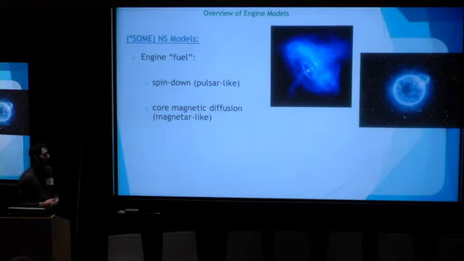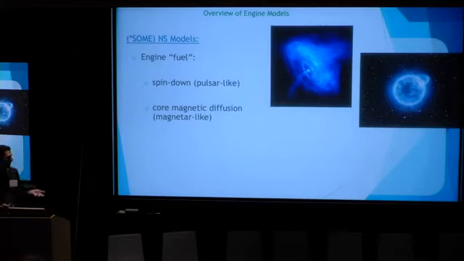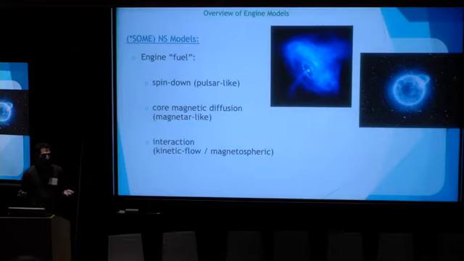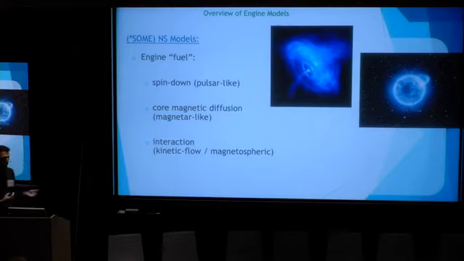Another popular model is that the energy source is basically diffusion of magnetic fields inside the core of this neutron star. So this is a magnetar, somewhat akin to magnetars known in our own galaxy. That's another class of models. A third class of models are interaction models, where basically the bursts are powered by either some kinetic flow just slamming into the magnetosphere of the neutron star, or two neutron star magnetospheres interacting with one another, or a neutron star magnetosphere interacting with a black hole. And we'll hear about some of those, I hope, later. So we'll hear more about those types of models.